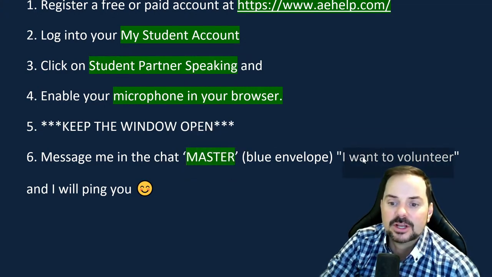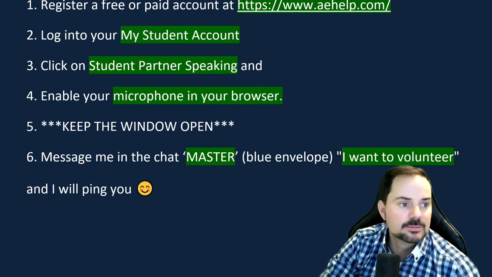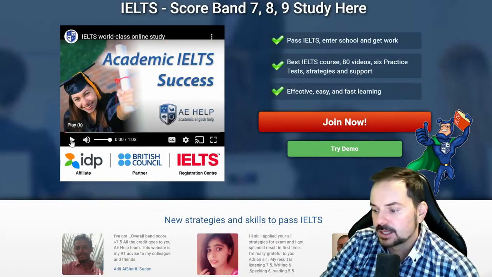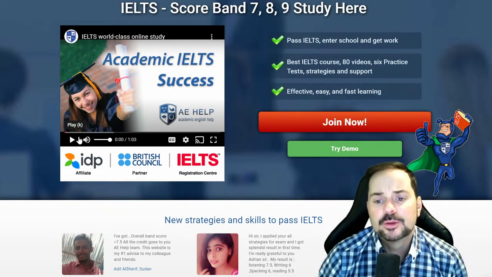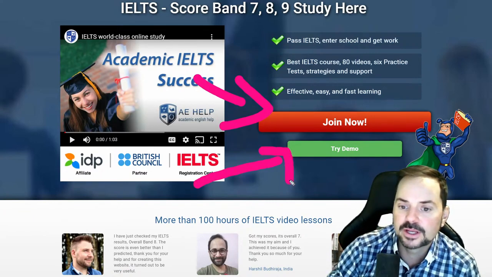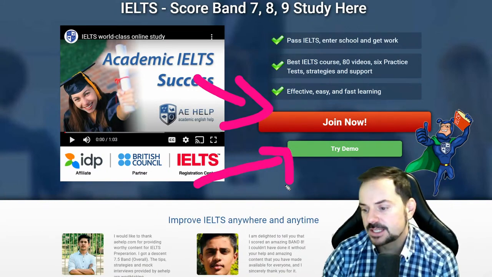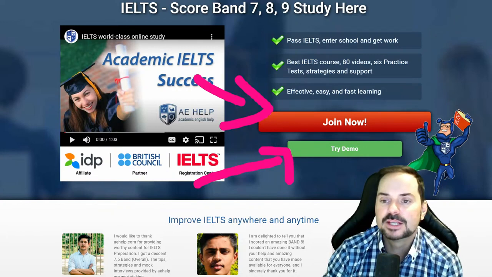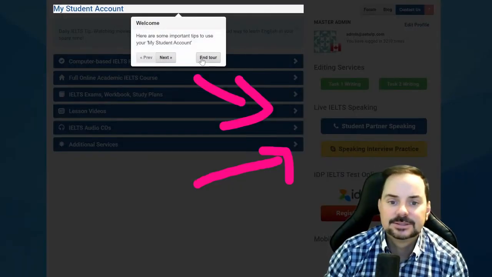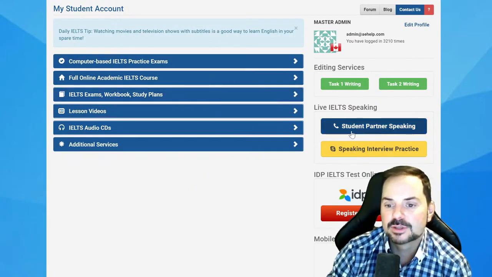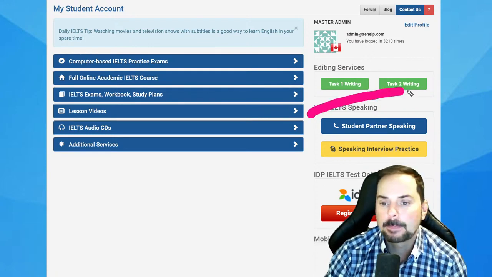I want to volunteer. I'm going to show you how to do this, so give me 1 second. Here we go. So we go to the website. I told you we'd use the website. You create an account by clicking either this big red button there, or you create a free account with the green button. These are very easy to do. So create an account, log in, go to your My Student account. In your My Student account, you've got all of these goodies, practice exams and so on, and then you go to Student Partner Speaking. There it is.